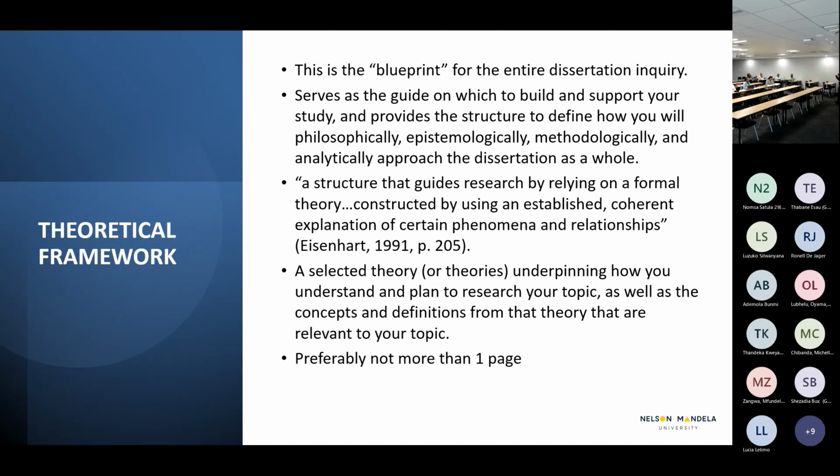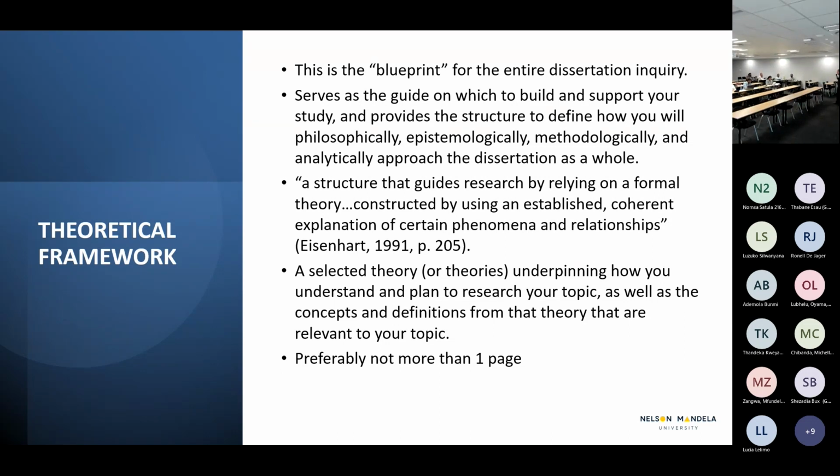So rather than seeing the theoretical framework as an add-on, see it as something that's going to guide you in the way that you ask your research question, in the way that you frame your aim, in the way that you structure your questionnaire or your interview schedule.